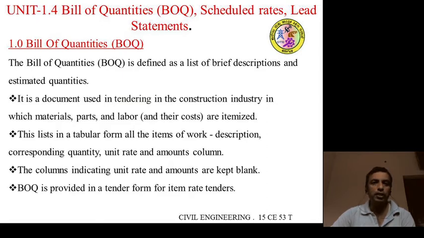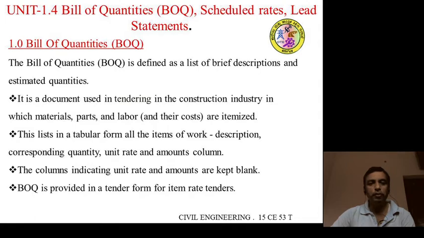with estimated quantities of the various items of work. That means it will cover the brief description, that is the general specification of the work, with the total quantities shown in the document that is called a bill of quantities. It is a document used in tendering in the construction industry in which material, labor, parts and their costs are itemized.